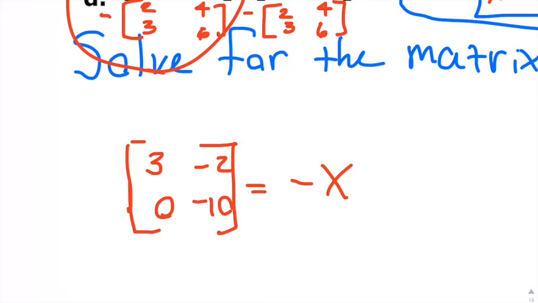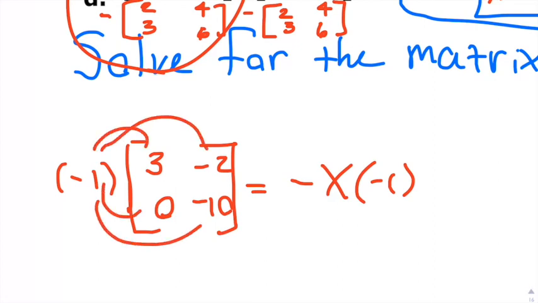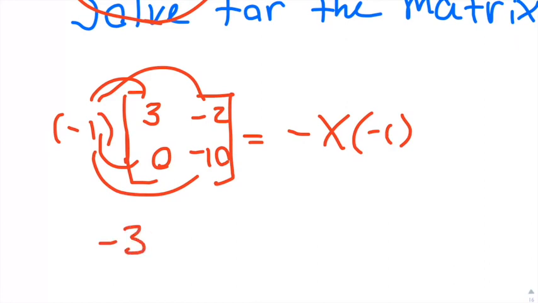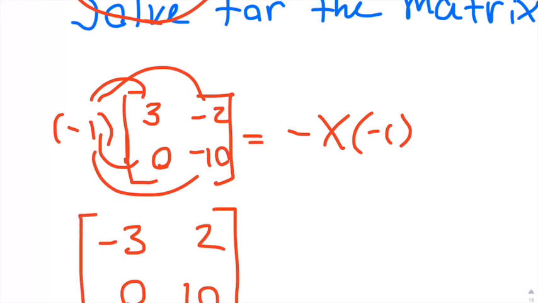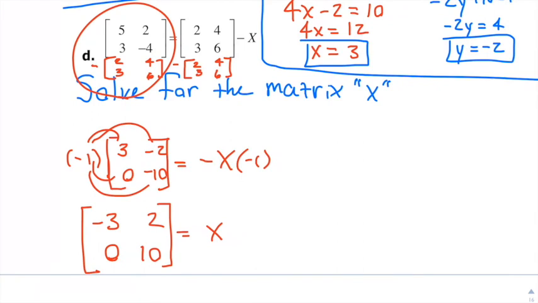Now, since we have a negative outside, we can multiply or divide both sides by negative 1, which is what we're going to do here. We haven't really gotten into dividing with matrices, you got to be kind of careful with that, so I'm going to say multiply by negative 1. So that'll get us negative 3, positive 2, 0, and then 10. And that should be that last matrix there. That should be matrix X right there. That's how you do that.